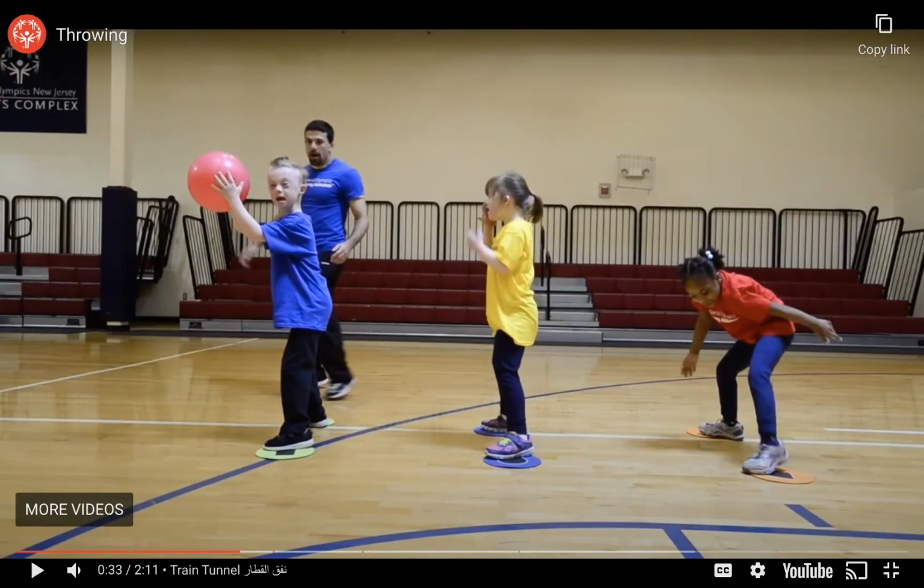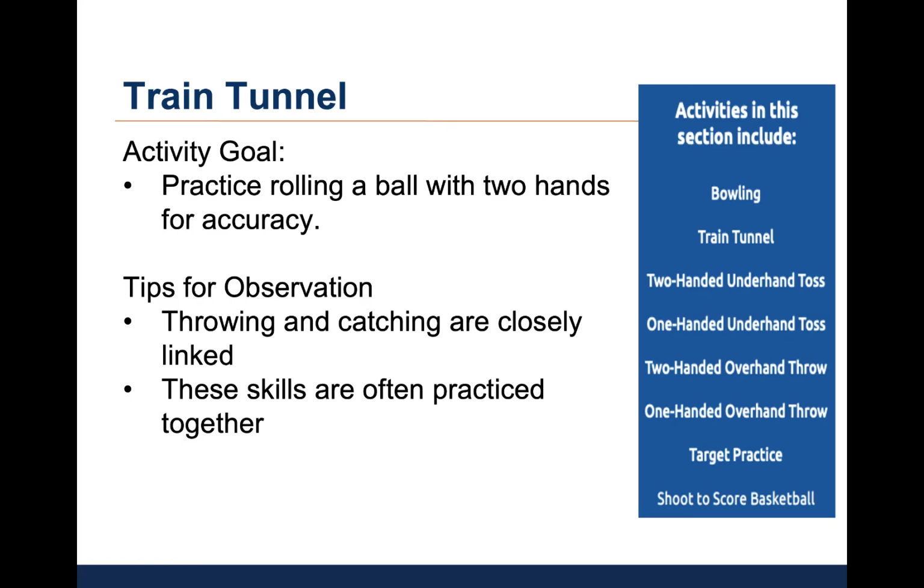In the video, the children are spaced out a bit. They roll the ball under the legs to the next person and push the ball towards the next person in line on their way back. Then they roll the ball forward back through the line. The activity guide provides tips for observation. Since throwing and catching are closely linked, these skills are commonly practiced together.